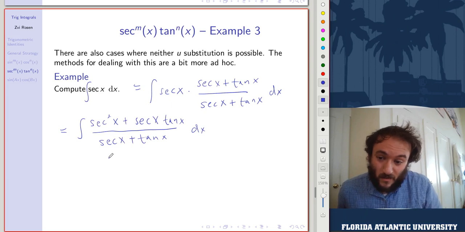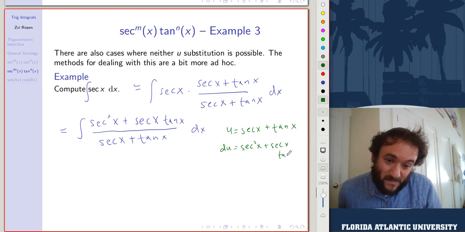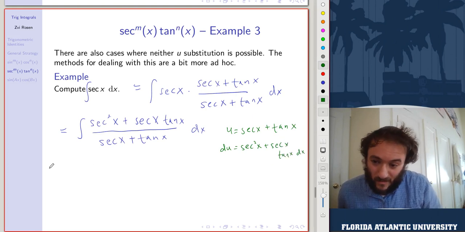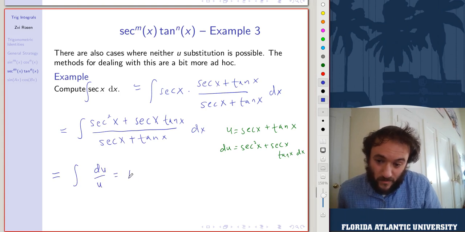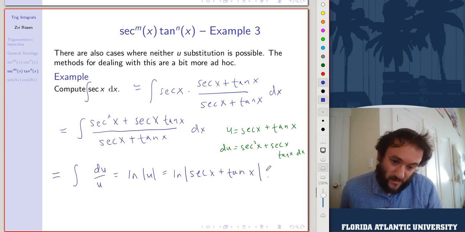So we can make a u substitution. Let u equal secant x plus tangent x, and du will be secant squared x plus secant x tangent x dx. And this integral becomes the integral of du over u, which, as we all know, is ln of the absolute value of u. And in our case, that's ln of the absolute value of secant x plus tangent x. Okay, this is not plus c, of course.